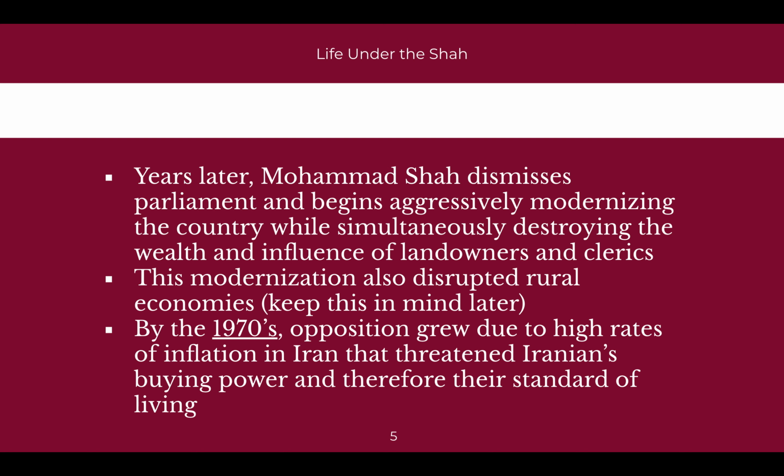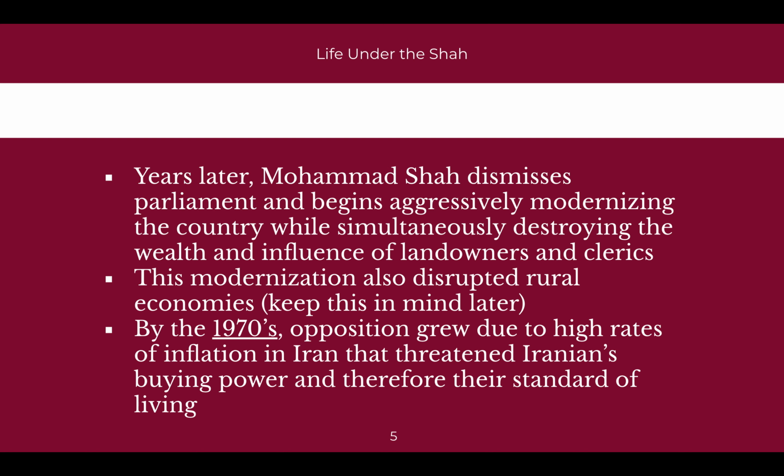Mohammad Reza Shah is an important part of history because as he takes over, he ends up dismissing parliament and he begins this very aggressive modernization of the country while simultaneously destroying the wealth and influence of landowners and clerics. So you're going to see this shift in Iran from a largely rural economy to an urban economy pretty quickly. And those who had prospered in that rural economy are going to be the ones who end up not prospering quite as much under Mohammad Shah. And that's where you'll see a lot of the root of the problems that do come about later on. So the modernization really disrupts the rural economy.